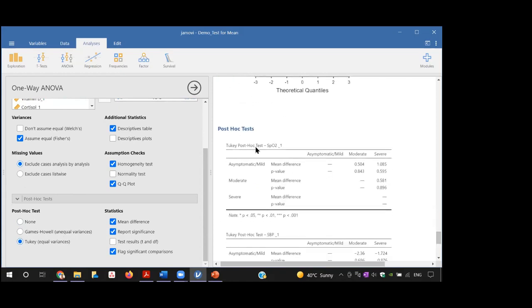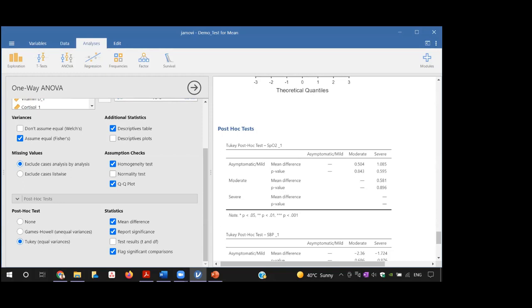This is the difference. So this is the Tukey's post hoc test. It tells you the difference, like see the first group. This tells you the mean difference between moderate and asymptomatic and mild. And this tells you the mean difference between severe and asymptomatic. Similarly, this tells you the moderate and severe. That's it, because the severe we have compared already. So these are the group comparisons.